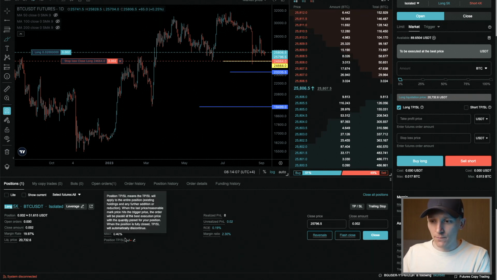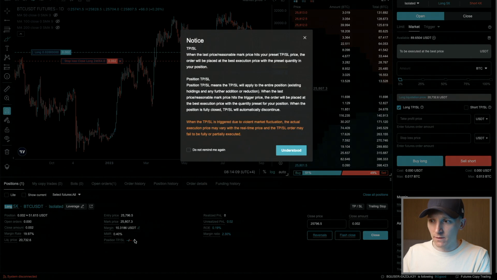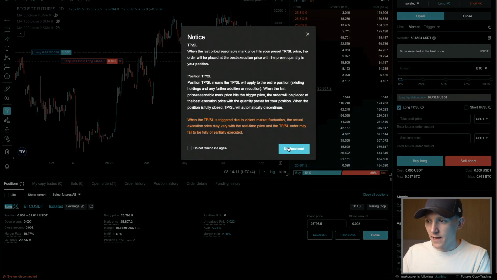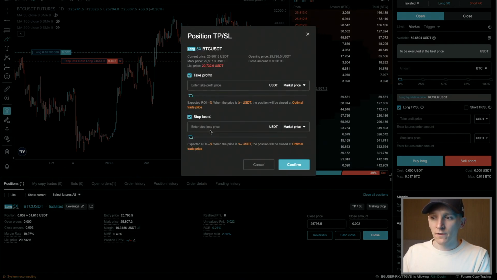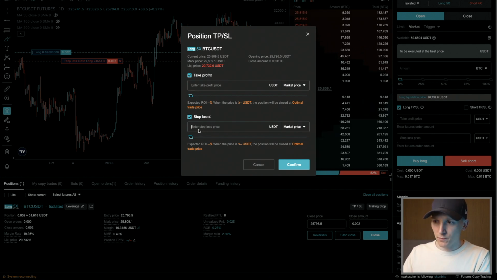You can also see take profit and stop loss here. I'm going to click the edit button. So I'm just going to say understand. My stop loss I can change. So I put in a stop loss before, but if I want to change the stop loss to any price, I can put that stop loss price in here. So maybe I want to change it to 24,000. I want to move the stop loss down a little bit.